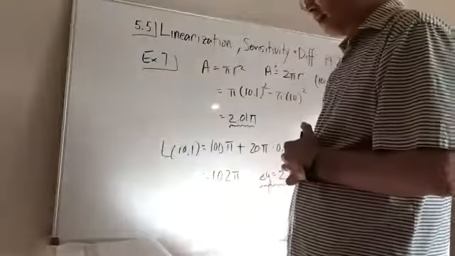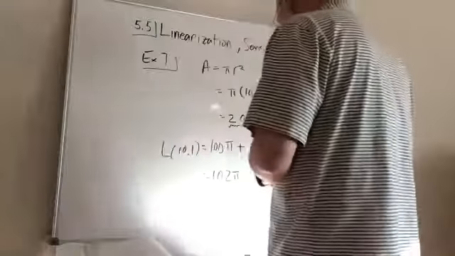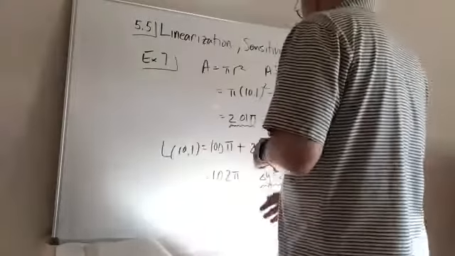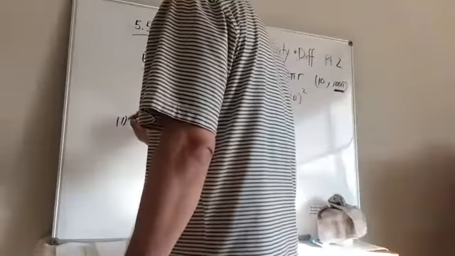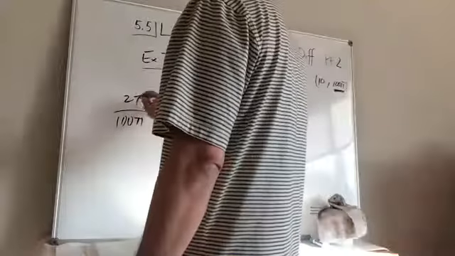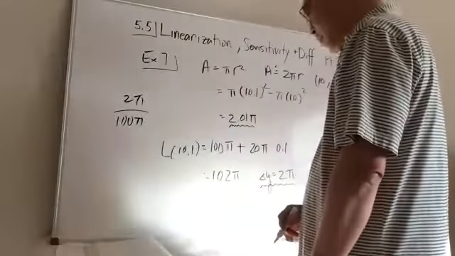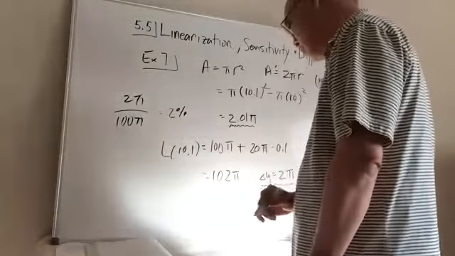Okay. We understand what we're doing here, right? So the percentage change here would be what? I started with 100 pi, and this is what I got, the 2 pi. So the percentage change would be 2%.